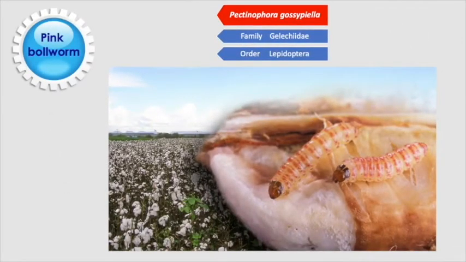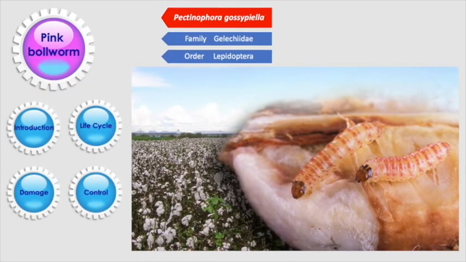And today we will study about the most notorious insect pest of cotton, pink bollworm, whose technical and scientific name is Pectinophora gossypiella, and family is Gelechiidae, and the order is Lepidoptera. And in this video, as usual, we will study about introduction, life cycle, damage, and control of the pink bollworm.